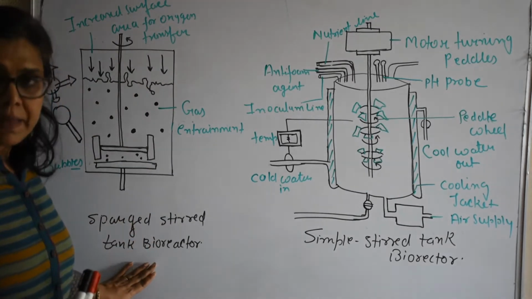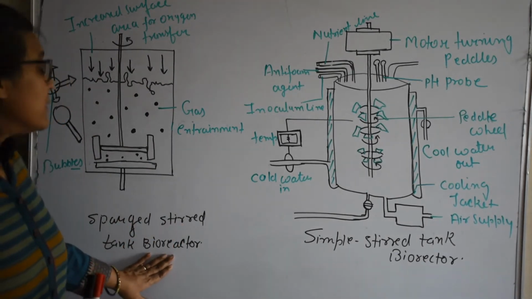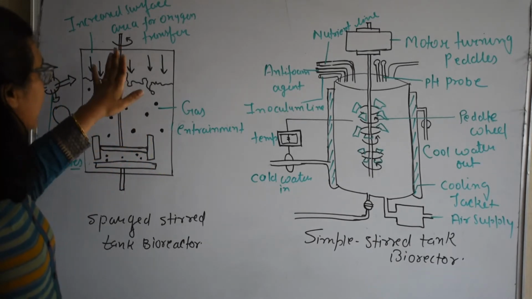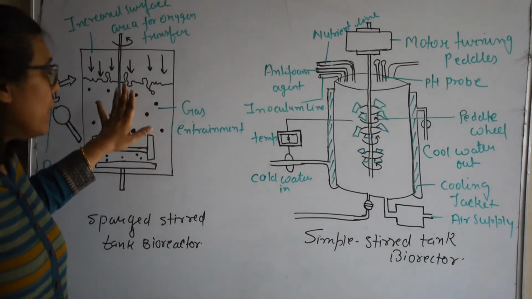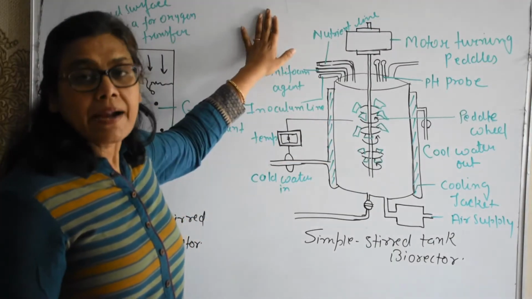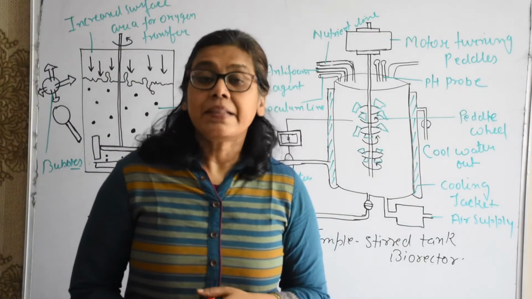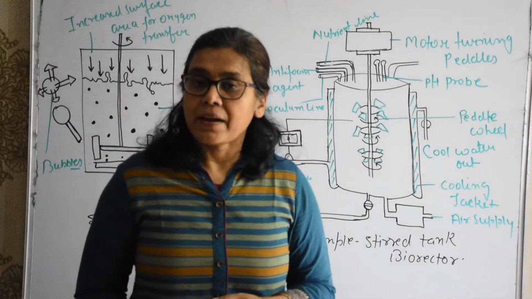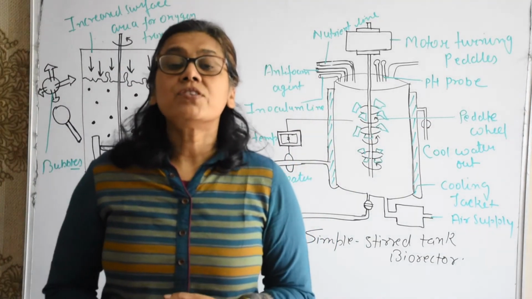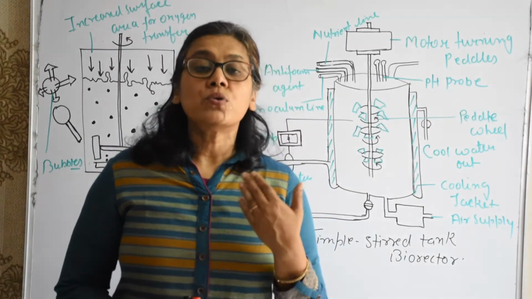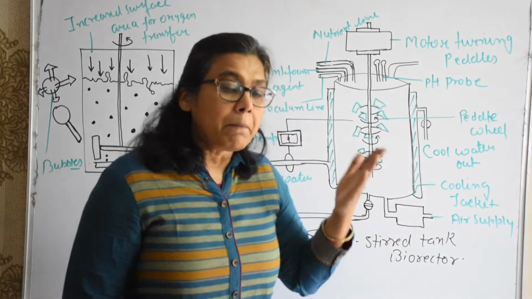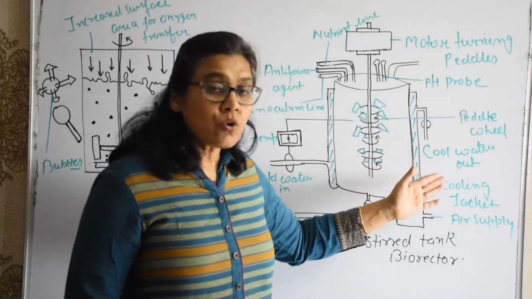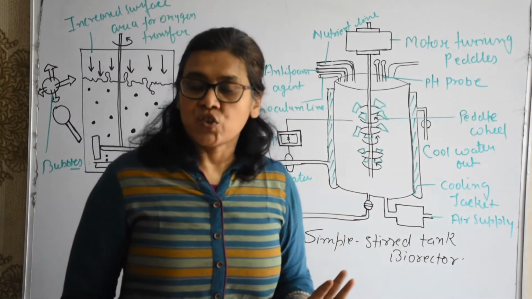And this is the other type, the sparge stirred tank bioreactor. In this bioreactor, sterile bubbles are sparged, and this increases the surface area for oxygen transfer. Bioreactors are often called fermenters. They are called so because the fermentation process takes place inside the bioreactor. Usually fermentation refers to anaerobic respiration, where glucose is converted into ethyl alcohol. But in the case of bioreactors, the process, whether it is aerobic or anaerobic, is referred to as the fermentation process.